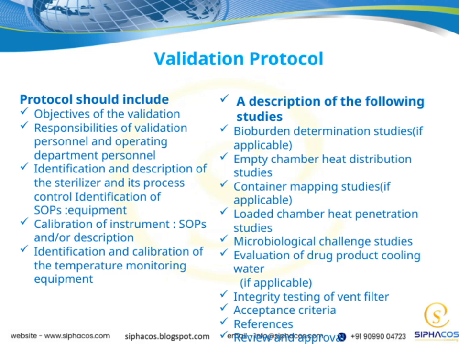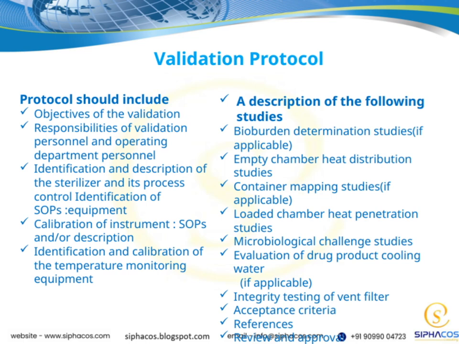And when documenting all this, references to standards and previous validations are important, along with the review and approval process to ensure compliance. Moving on to the protocol itself, it must clearly outline the objectives of the validation, defining what we aim to achieve. Responsibilities of validation personnel and operating department personnel should be clearly assigned, ensuring everyone understands their roles. The protocol should also identify and describe the sterilizer and its process control system, including relevant SOPs.